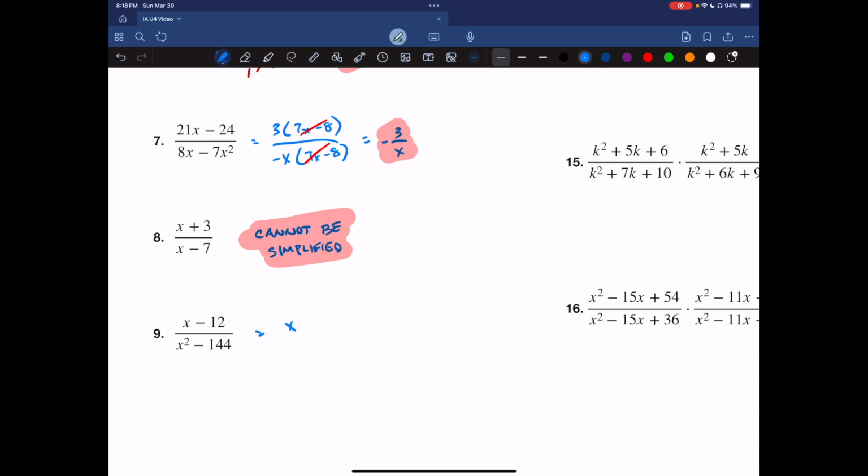All right, number 9. Nothing I can do with x minus 12, so I'll just bring it over here. x squared minus 144 is going to be x plus 12, x minus 12. It's really important that you recognize your difference of two squares, right? So I can get rid of my x minus 12s, and I'll be left with 1 over x plus 12. There you go.